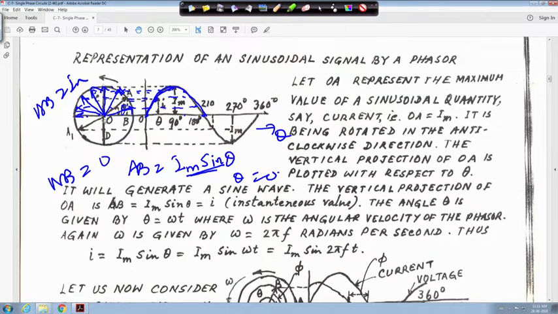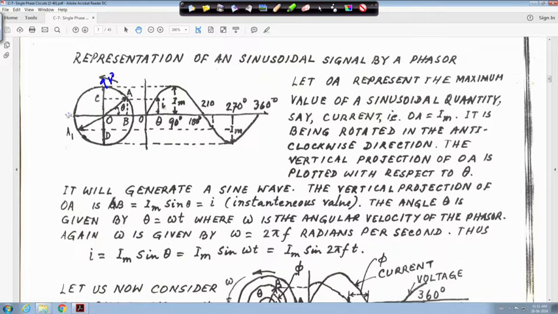Finally, OA is rotating, so it will move this way. This is 90 degrees, this is 180 degrees, this point is 270 degrees, and finally this point is 360 degrees. When you are coming to this side, this value will become negative. So for this point it will be somewhere here, and finally up to 360 degrees, it will be a sinusoidal signal generation.